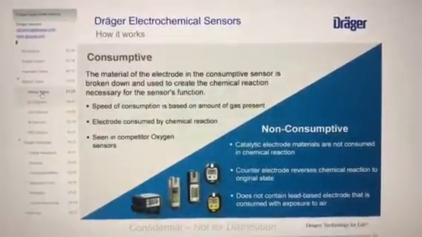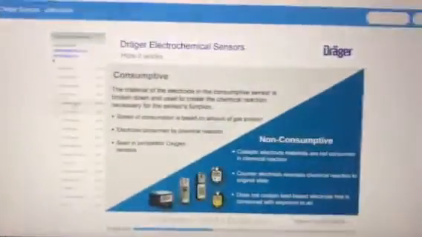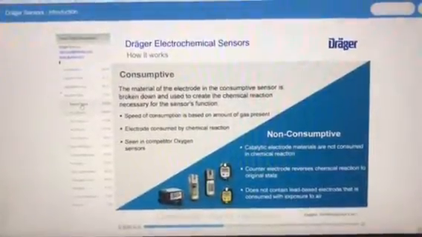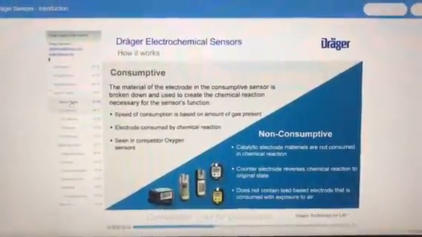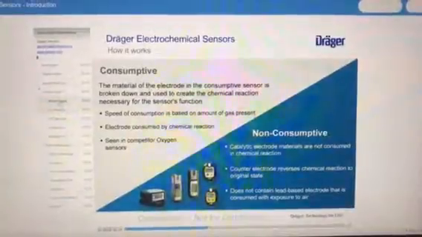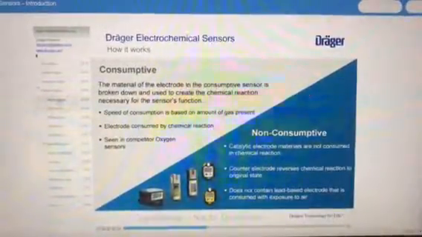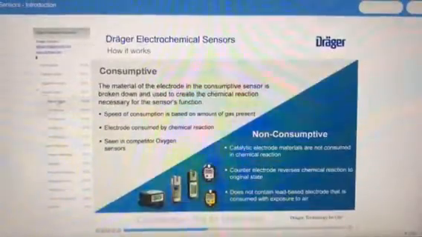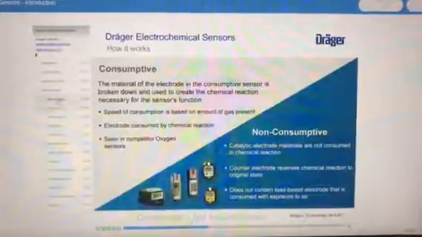In order to avoid this type of consumptive reaction, Draeger sensors have been designed to function differently. Most of Draeger sensors are designed to be non-consumptive. In these sensors, not only do we use catalytic electrode materials that are not consumed in the chemical reaction, but once the gas dissipates, we also reverse the chemical reaction back to where it was before the gas was introduced. This is done with the counter electrode.